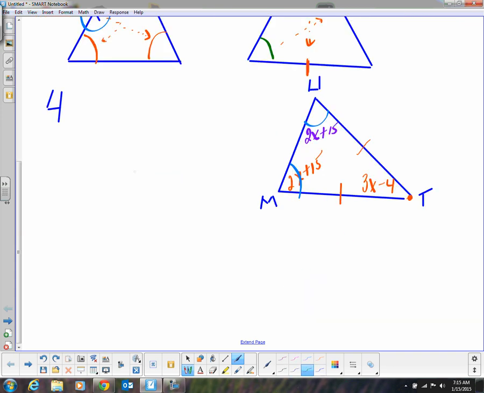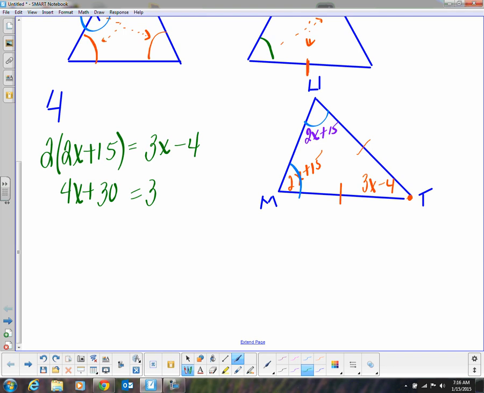So the equation we would write for number 4 is 2 times 2x plus 15 is equal to 3x minus 4. So you got 4x plus 30 equals 3x minus 4. I'm subtracting 3x. Oh, just kidding. What am I supposed to do? I totally wrote that wrong. Someone help me. Eric? That's a plus. Excellent. You did a better job than I did, Eric.